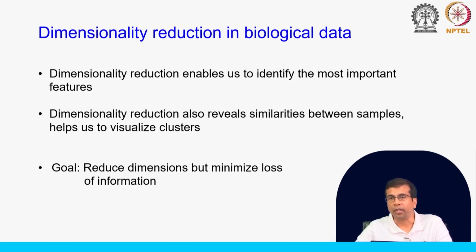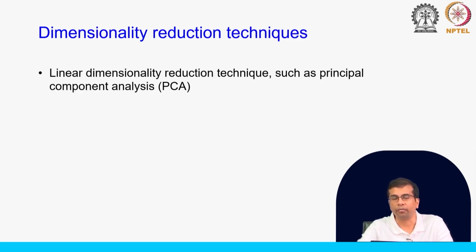So, with that background, let us now move on to the dimensionality reduction techniques. So, we will briefly discuss two types of dimensionality reduction techniques. The first type is the linear dimensionality reduction techniques, such as principal component analysis, a very popular type of dimensionality reduction technique. In short, it is called PCA. So, what happens when you do dimensionality reduction using PCA?